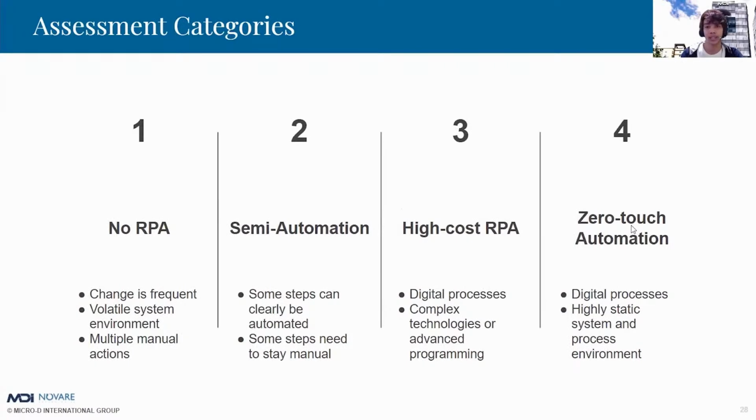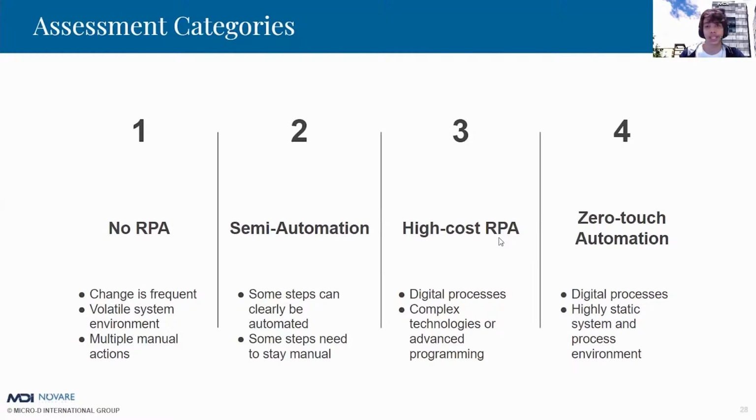As we mentioned earlier on process fitness, processes that are manual and non-repetitive are not good candidates for RPA. These are also processes that usually require multiple manual actions. The next category is semi-automation. In this category, processes can be broken down into steps that can be clearly automated, and there are also some steps that have to stay manual, like validations or usage of physical security tokens.